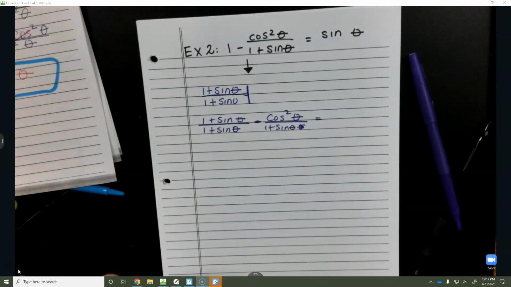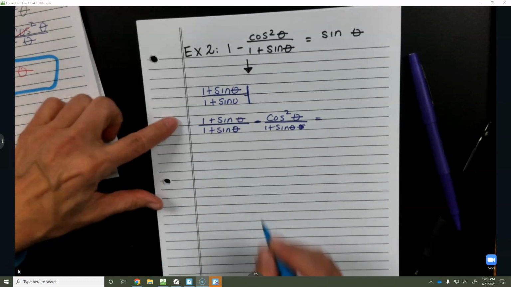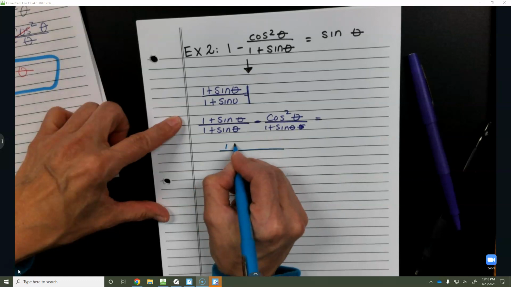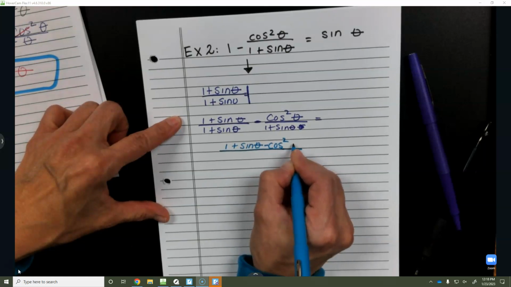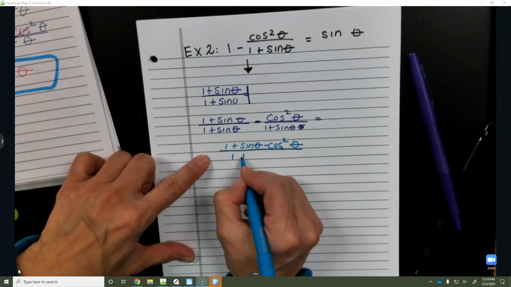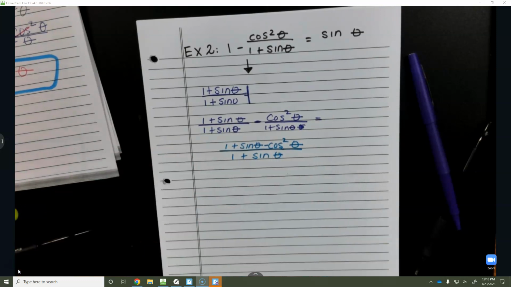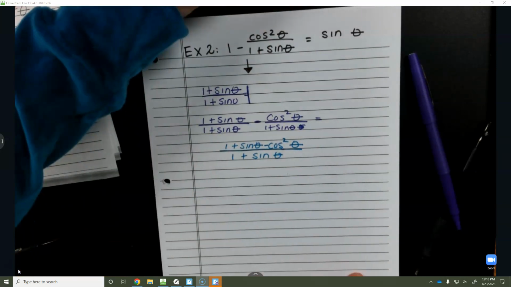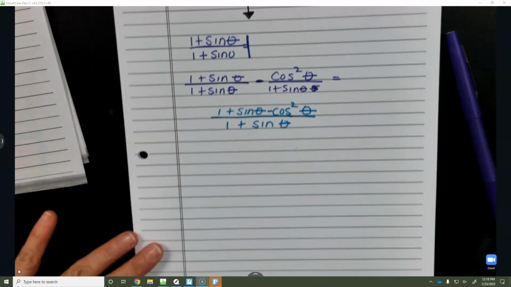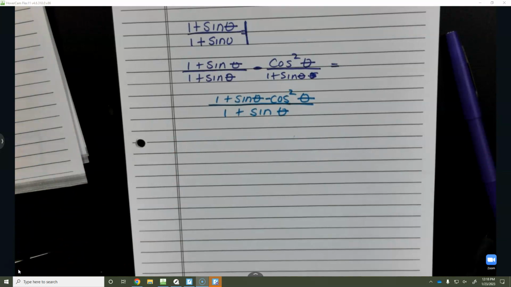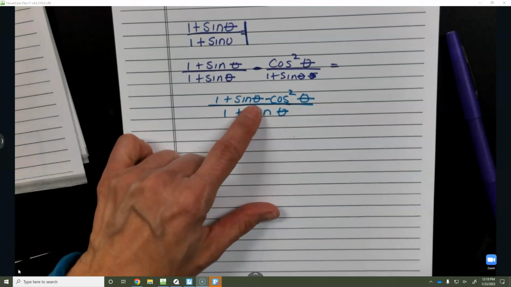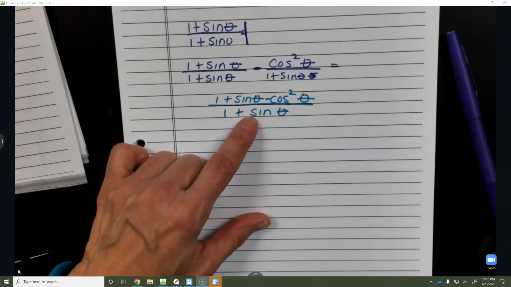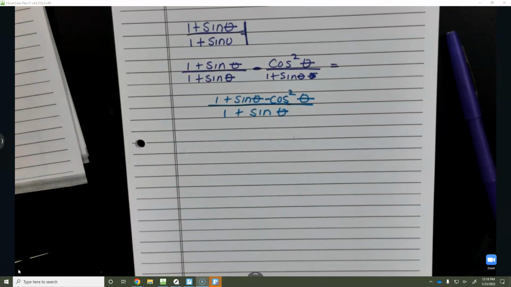Cool. Common denominators. Now I'm just going to have one fraction, and it's going to look like this: 1 plus sine theta minus cosine squared theta, over 1 plus sine theta. Guys, look at the numerator. Is there anything I can combine at the top? No, I mean, they're not even the same letters. And y'all, that's not a property. That's not a 1 or a negative 1 because that's just plain sine. It's not raised to the second power. So I am totally stuck.